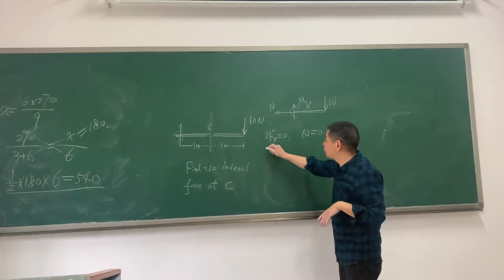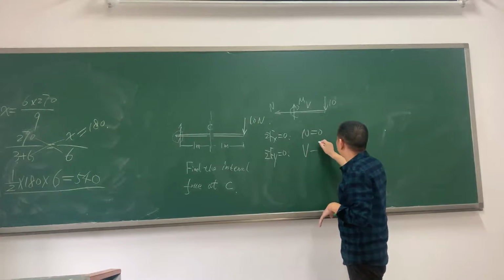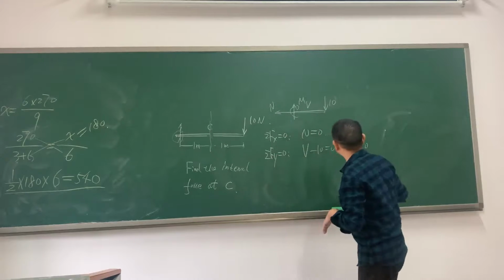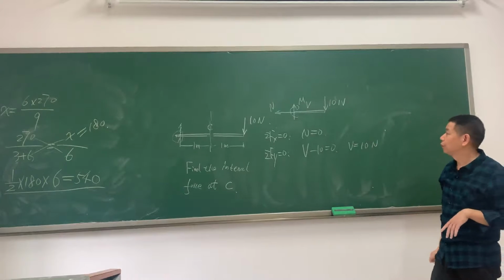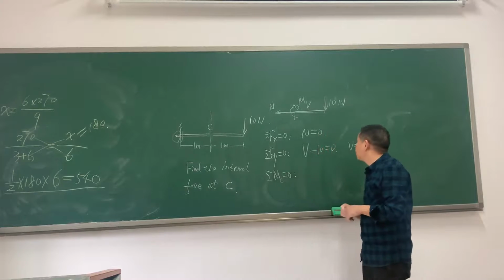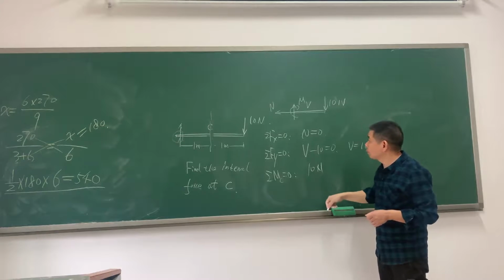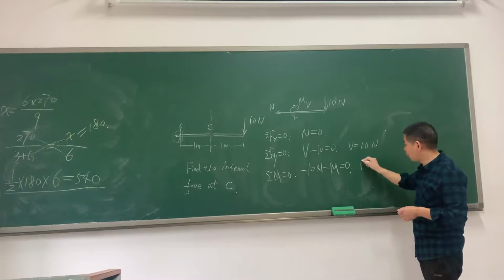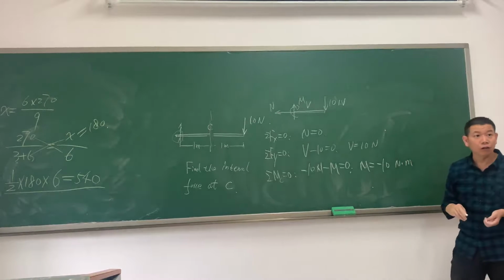Wait a minute. Sigma Fy equals 0: V minus 10, we have V is 10 Newton. Yes or not? Sigma MC equals 0: 10 minus 1 minus M equals 0. So we find M equals minus 10 Newton meter.